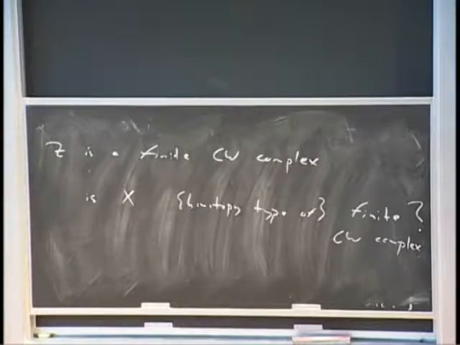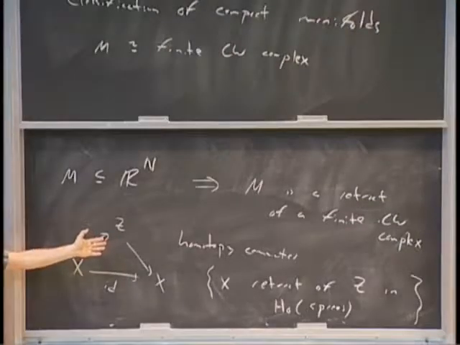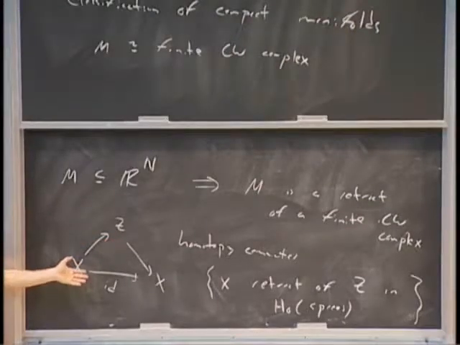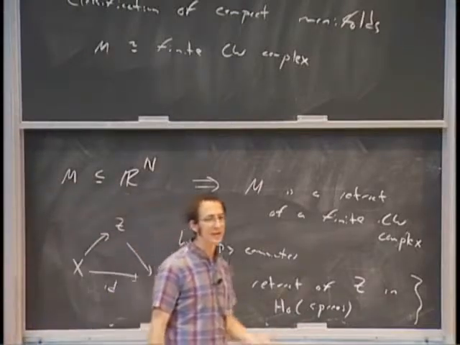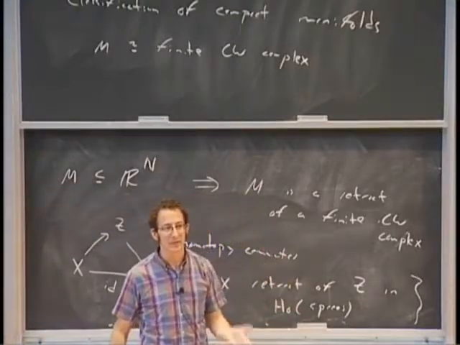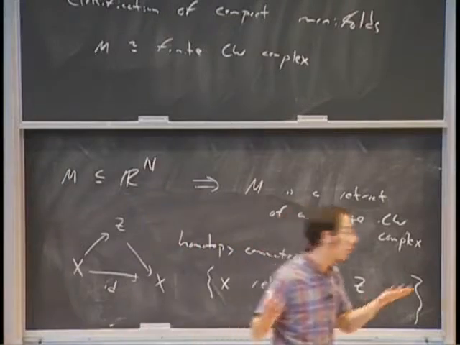The setup is you have a diagram like this. I tell you that Z is a finite CW complex. When is X a finite CW complex? Can you give me a criterion, an effective criterion for deciding when X is a finite CW complex, or of the homotopy type?